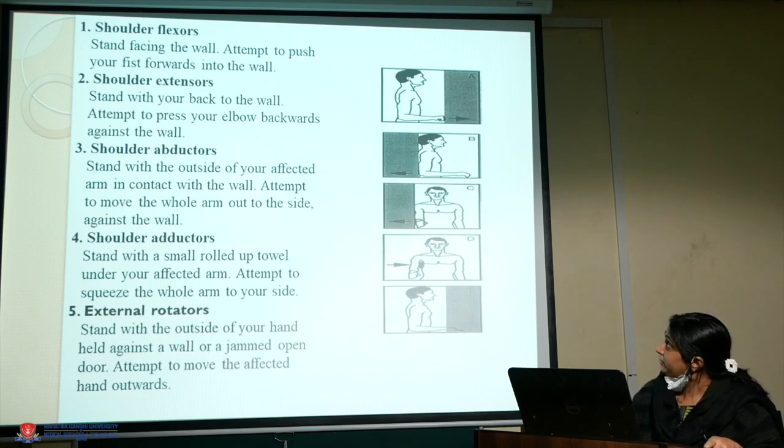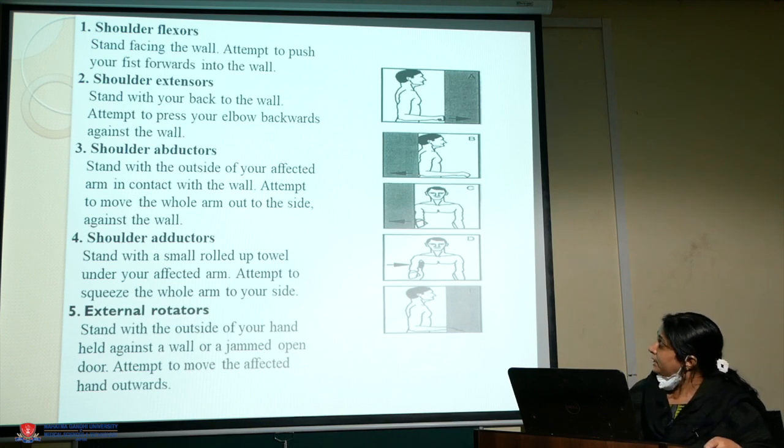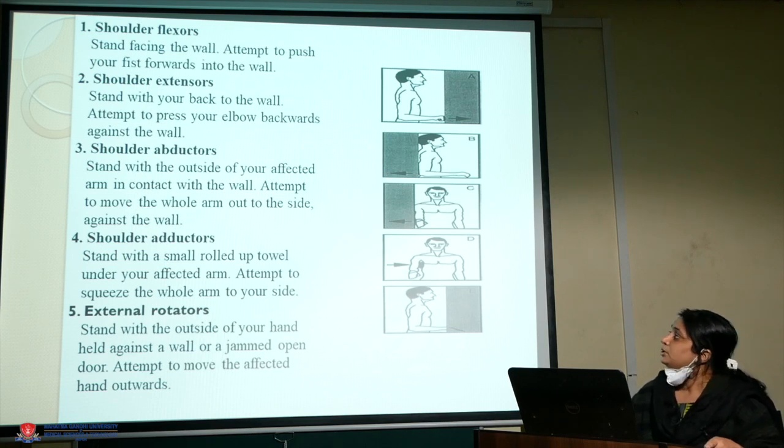The patient can stand facing the wall, attempt to push your fist forwards into the wall. Shoulder extensor, stand with your back to the wall, attempt to press your elbow backwards against the wall. Shoulder abductors, stand with the outside of the affected arm in contact with the wall, attempt to move the whole arm out to the side against the wall.